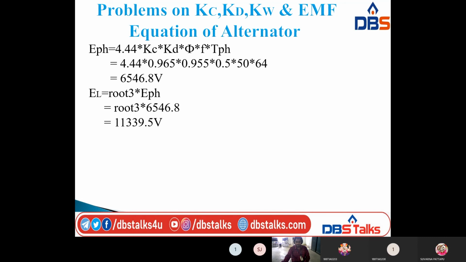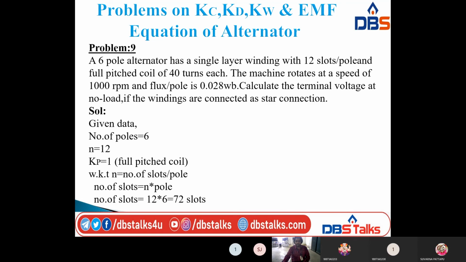Okay, so this is problem number 8, and next problem number 9. In problem number 9, they gave the number of poles as 6, and a single layer winding with 12 slots per pole. Already you know the formula, n is equal to number of slots per pole. The given n value is 12, okay, and next, this is a full pitched winding and full pitched coil.